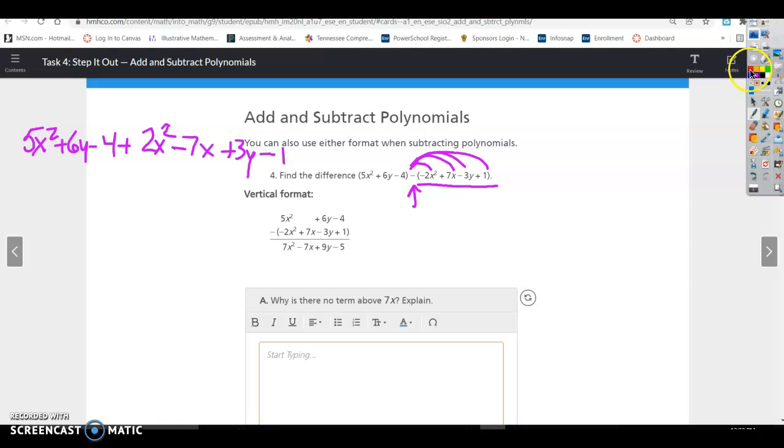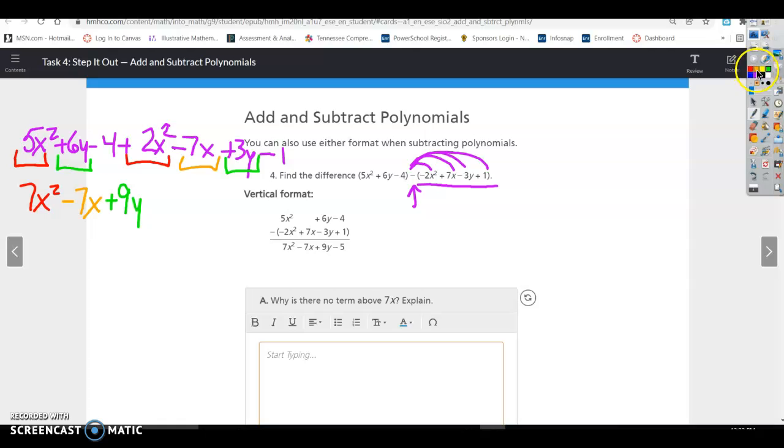So if you can see, I have an x squared and I have another x squared. So I can combine those. So 5x squared plus 2x squared is 7x squared. And then I have a y and another y. Let's go ahead and pick up the x first. I've got a negative 7x. And then I've got the 6y and the 3y. So positive 6 and positive 3 give me plus 9y.